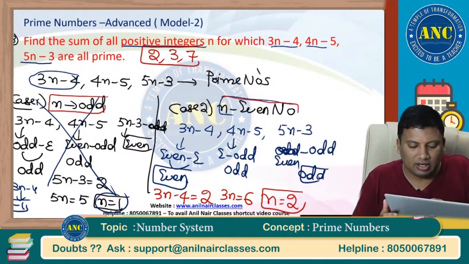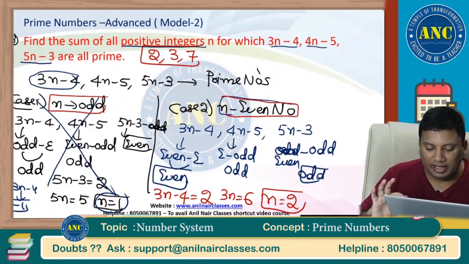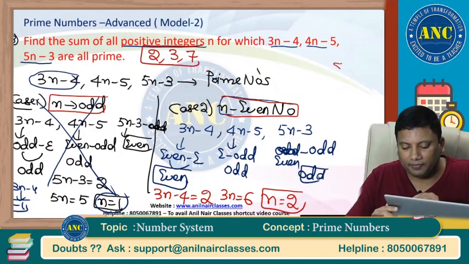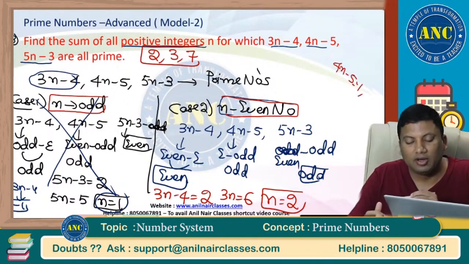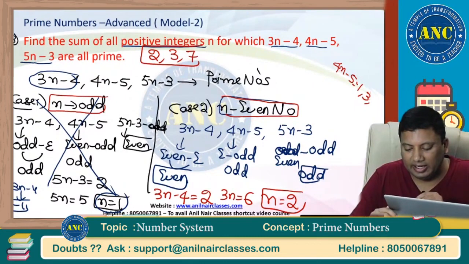N is an odd number, n is an even number. If I take an even number, for example, 4n minus 5, even into even, 5 is an odd number, even minus odd, it is odd. Suppose if I take 4n minus 5 as odd number 1, 4n is equivalent to 6, n will be a fraction. 4n minus 5 equal to 3: 4n is 8, n is nothing but 2. 8 minus 5 is 3. In this case it is possible.